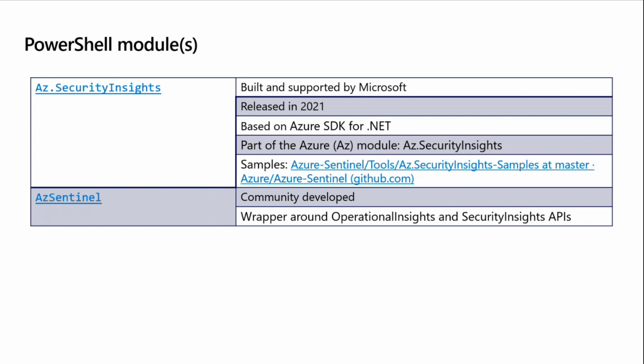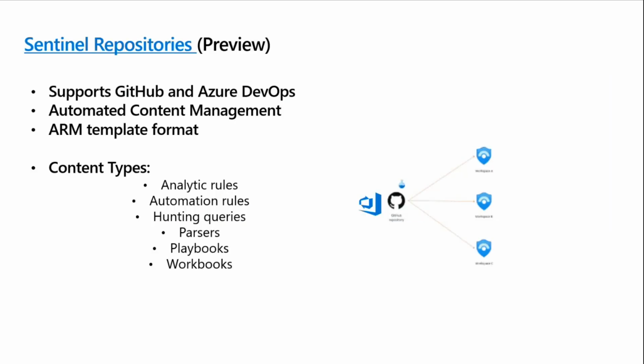And there are some PowerShell modules. The original one was actually built by the community, and this is the Azure Sentinel one. But since January 2021, we released our own, which is Security Insights, and it is based on, of course, the API. I encourage everyone to try it out so you can automate everything.